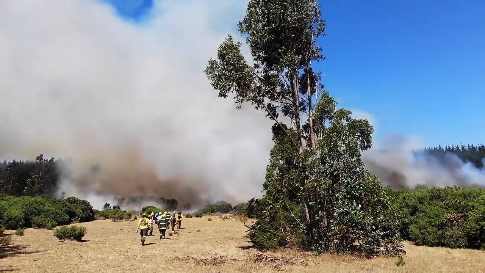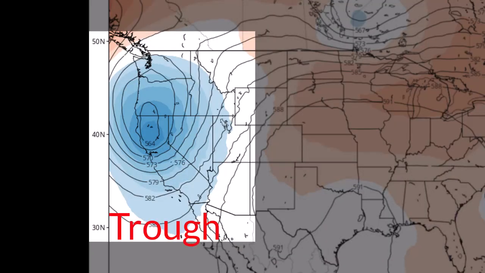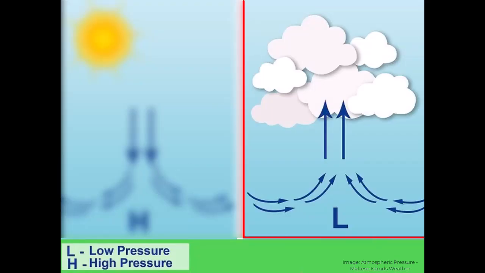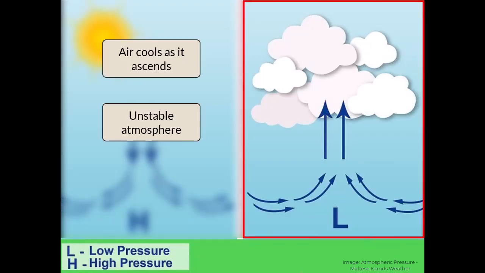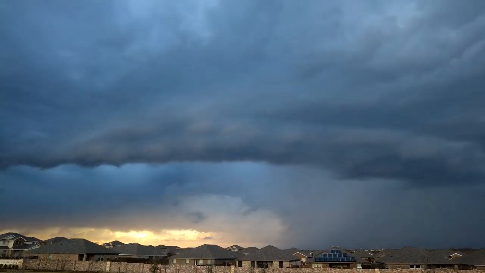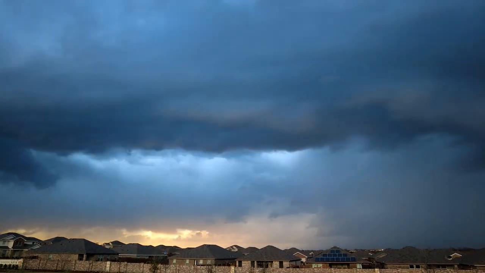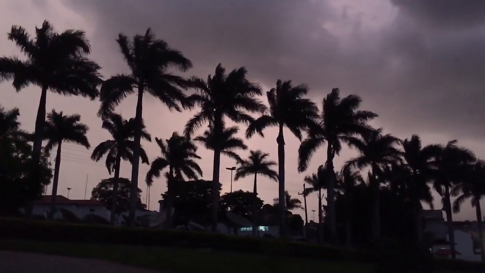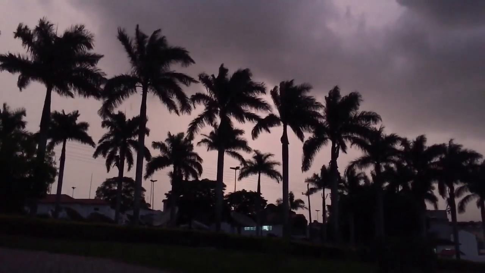Areas dominated by a trough have lower atmospheric pressure at the surface than its surrounding areas. Air converges from all directions and is forced to ascend, creating an unstable atmosphere. The air cools as it rises, leading to condensation of water vapor into clouds and potentially formation of precipitation. Patterns dominated by a trough are also typically windier than under a ridge and bring in cooler air from the north.